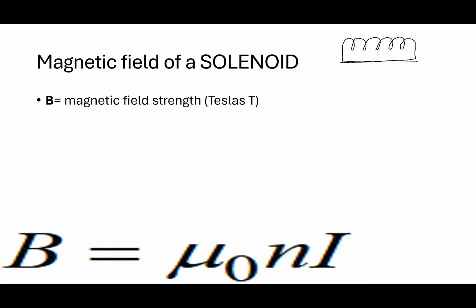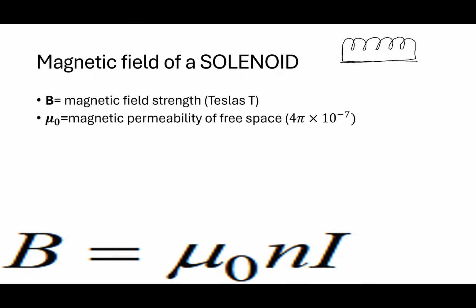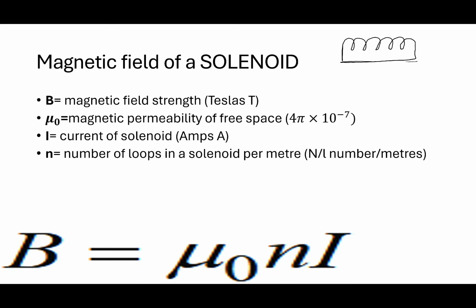But the coils will be spaced much closer. So same thing, B is magnetic field strength. The mu naught is a constant, and it's the same constant from the previous equation. I is the current of the solenoid. Little n, however, is the number of loops per meter. And this is equal to big N over L.